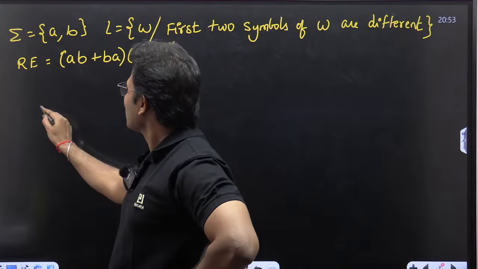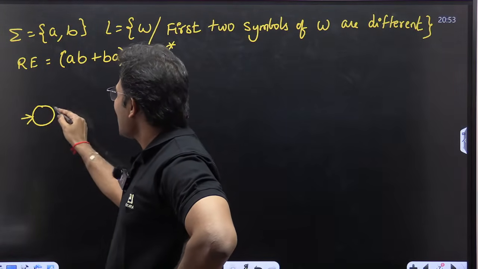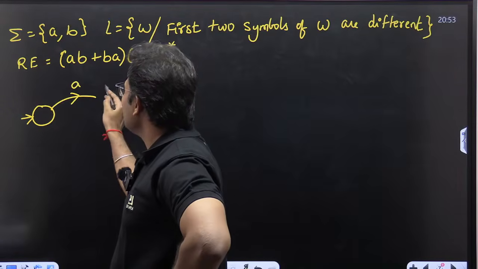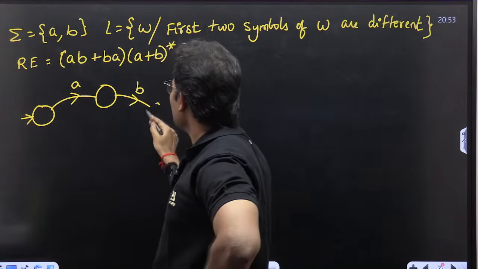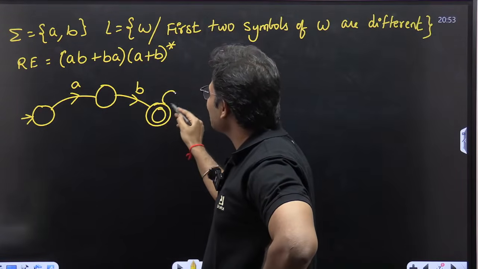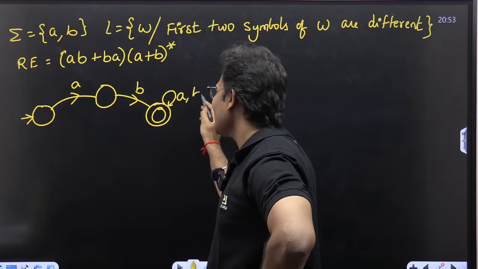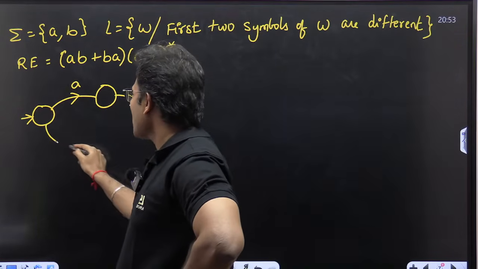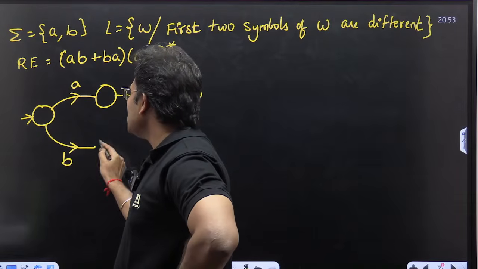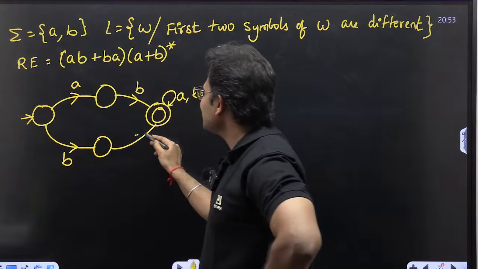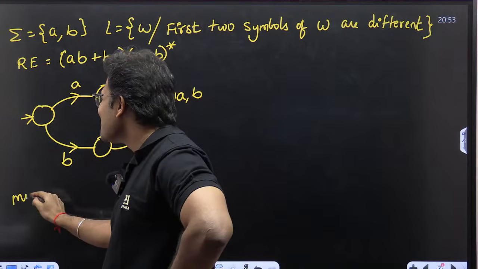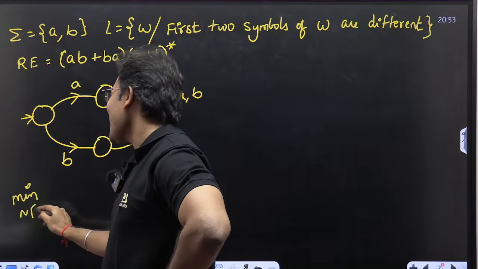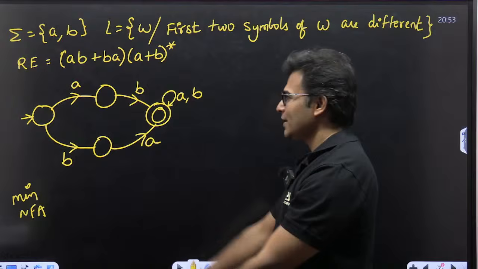Now, see this. I can start with AB and then I will accept everything. If it starts with AB, I will accept everything. Or it can start with BA and I will accept everything after that. So what is this, guys? This is the minimal NFA. I want to teach you a concept from this, right?